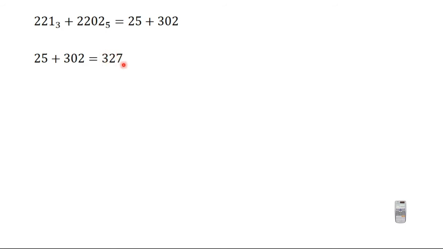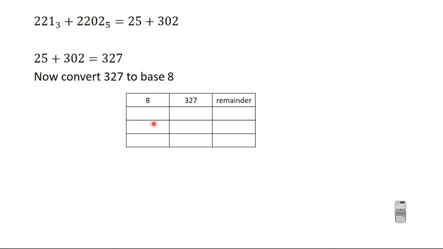So we now have our answer here in base 10, but we don't want it in base 10, we want it in base 8. So we now convert 327 to base 8. In converting it to base 8, we draw our table. You divide 327 by 8, you get 40 remainder 7. You divide 40 by 8, you get 5 remainder 0. Now since 5 is smaller than 8, you write it here as the last digit. So that will give us 507 in base 8. So 327 in base 10 will give us 507 base 8.